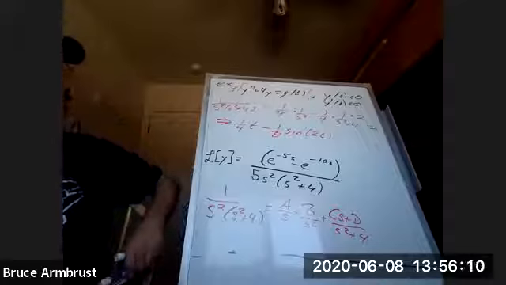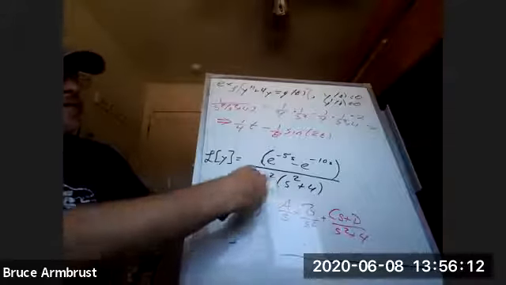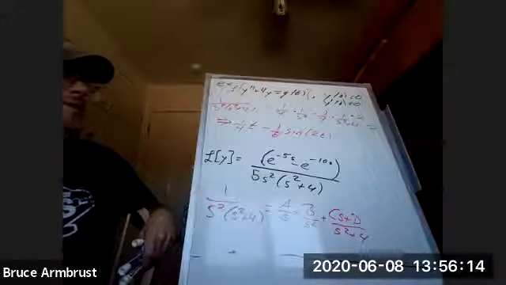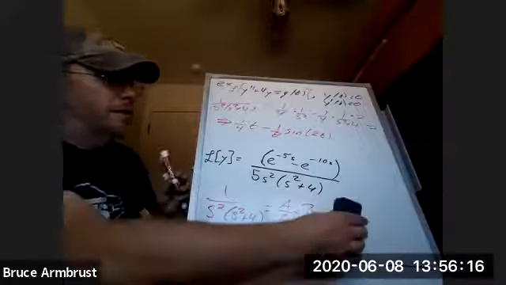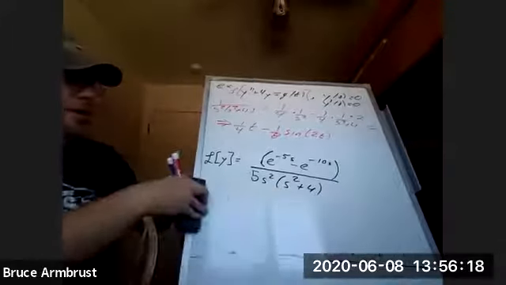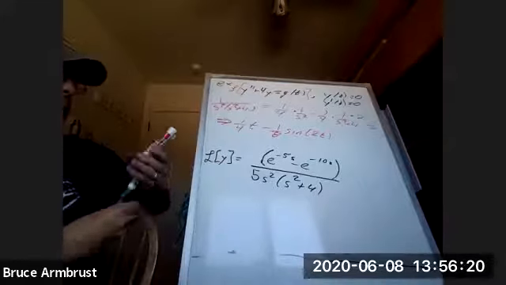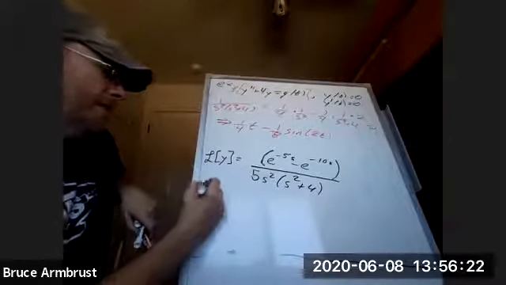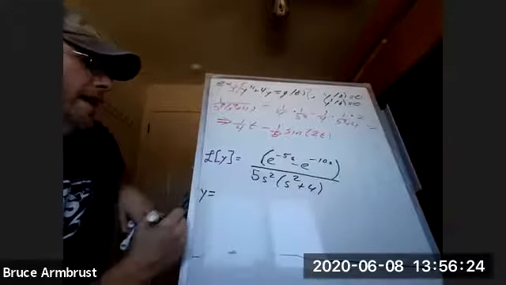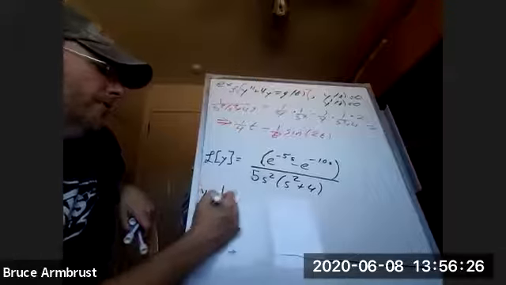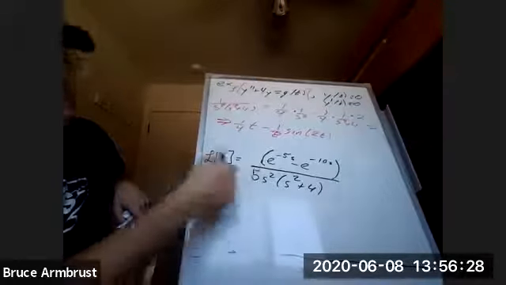All right, so that's the bit that comes from the s squared times s squared plus 4. So I think we're ready to get our y. Here's how this is going to break down. y is going to equal 1/5. Is that 5? Let's pull that out.